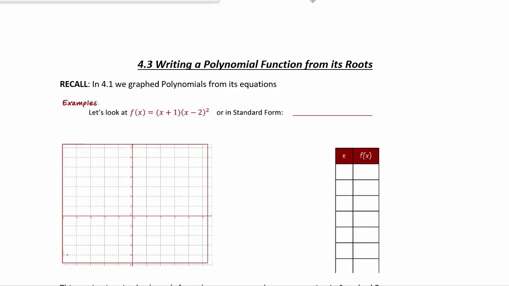Okay, we are back and better than ever. We're working on section 4.3, writing a polynomial function from its roots. And a couple things I want to do before I move on to the new stuff.